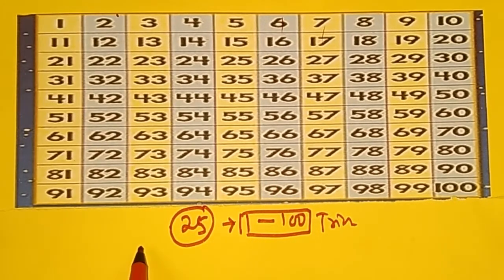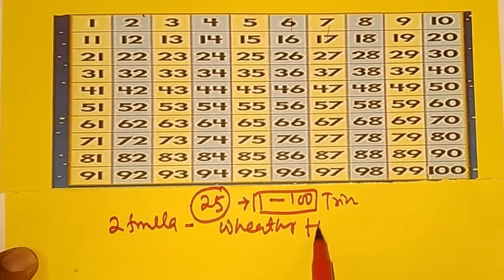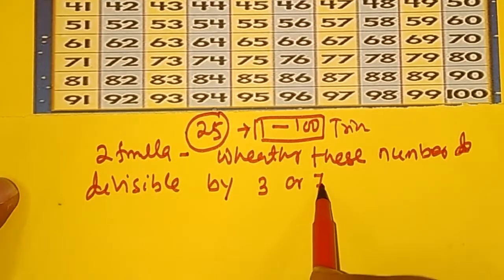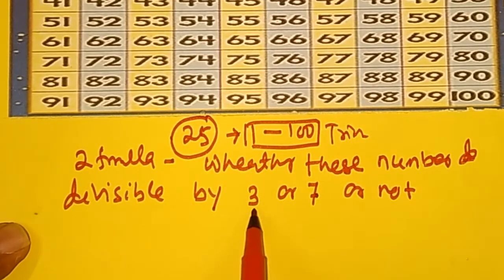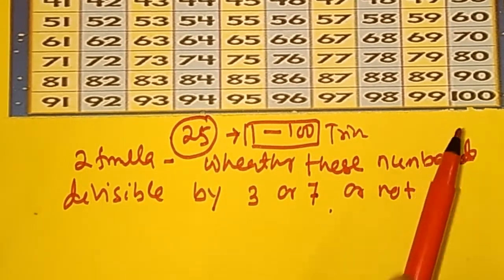So we have to deal with two rules, that is, whether the number is divisible by 3 or 7 or not. If these numbers are not divisible by 3 or 7, then these numbers must be prime numbers. So now we check whether these numbers are divisible by 7 or 3.